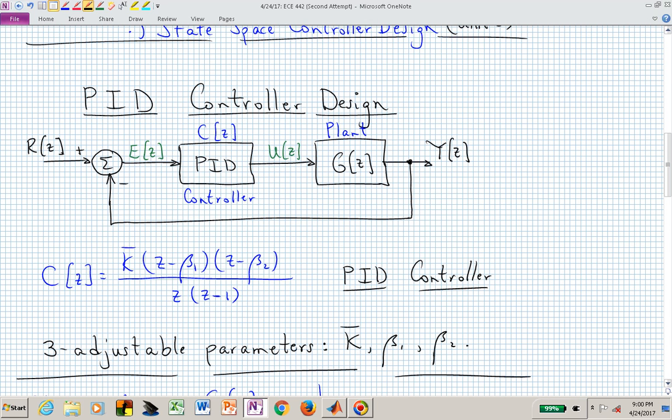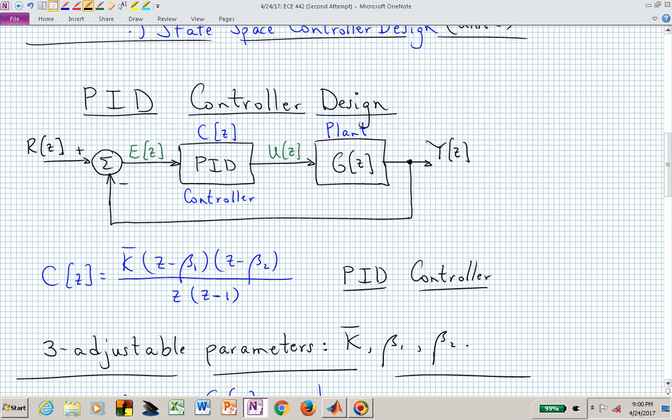And now, when we have a PID controller, that immediately tells us that we have a pole at the origin and a pole at z equal to 1. The pole at z equal to 1 gives us a type 1 system if we don't have any poles there already in our plant, and that type 1 system now allows us to achieve zero steady state error due to constant reference inputs at R of z.